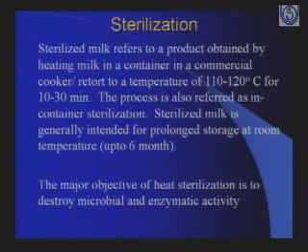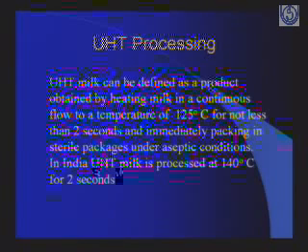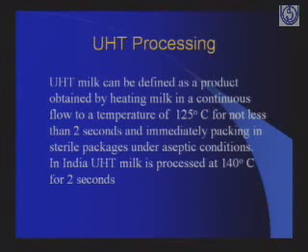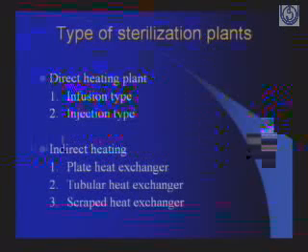Then we have sterilization. Sterilization is done to kill all the microorganisms and their spores in the milk. Similar is the effect of UHT processing. It is done at 125 degrees centigrade, and milk is heated for 2 seconds. In case of sterilization, milk is heated at 110 to 120 degrees centigrade for 10 to 30 minutes. The object of both treatments is the same: to kill all the microorganisms, whether pathogenic or non-pathogenic, and their spores.